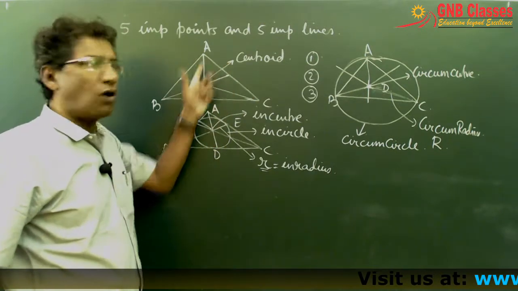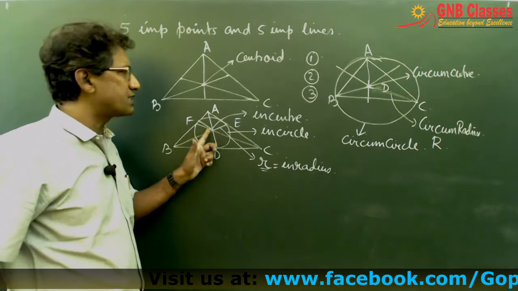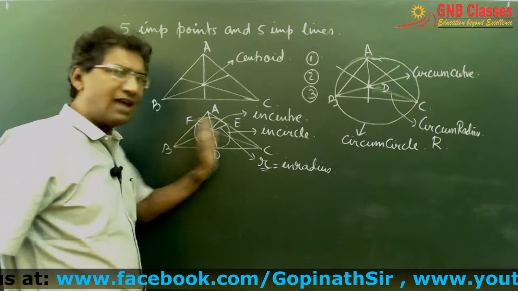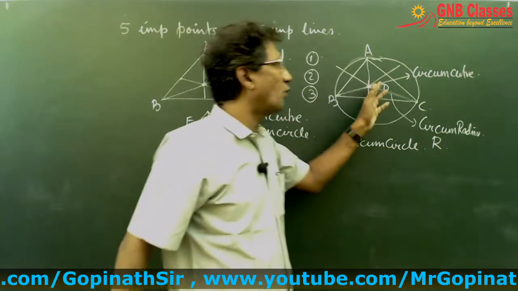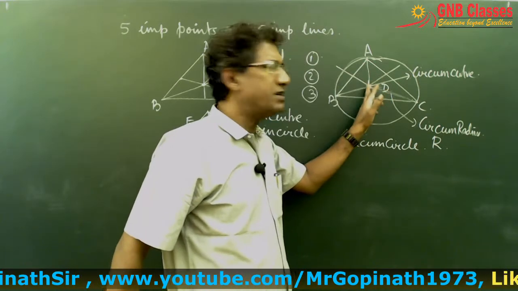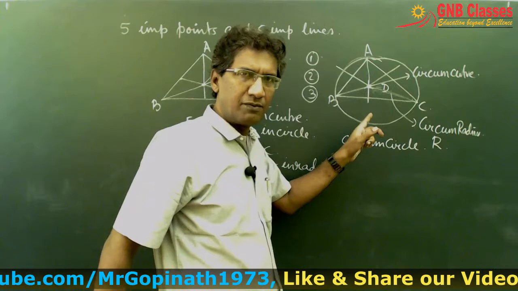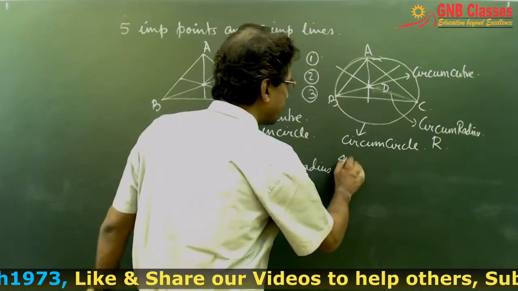That is the point where all the medians of the triangle are intersecting. Next we have learned what is the incenter. That is the point where all the angle bisectors of the triangle are meeting. Then we have learned what is circumcenter. Circumcenter is the point where all the perpendicular bisectors are meeting. Is it clear? Okay.